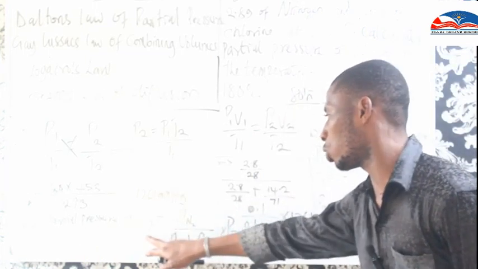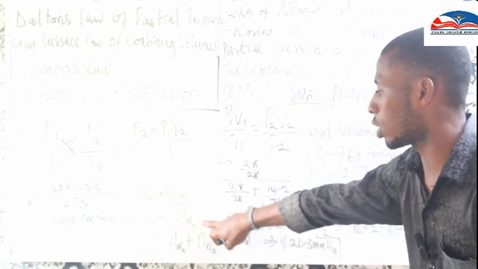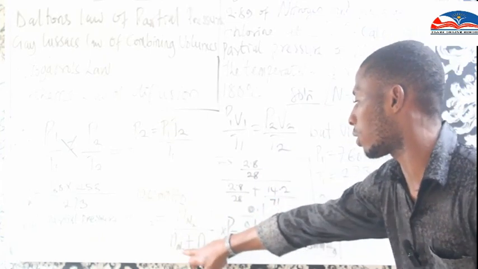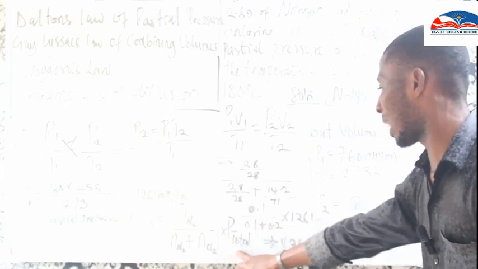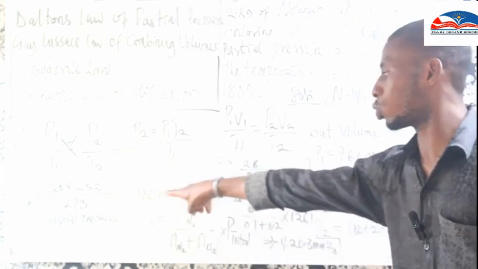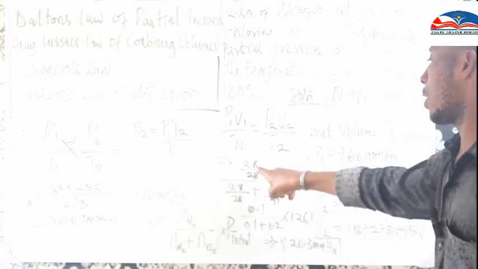Once you have that, that is your total pressure. But they are asking us the partial pressure of nitrogen. The partial pressure of nitrogen equals the number of moles of nitrogen all over the number of moles of nitrogen plus the number of moles of chlorine, times the total pressure, which is 1261. Are we following? Now we move forward.